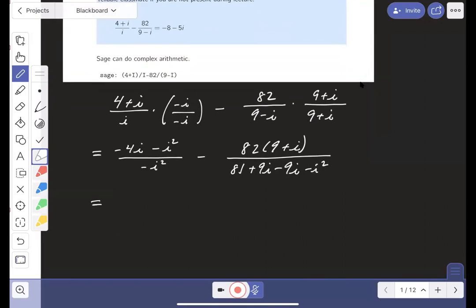If I look at the first guy, the bottom is going to be minus a minus 1, which is 1. So what do I get here? Minus 4i, because again, the bottom is just 1. And then minus i squared is minus 1, which is plus 1.